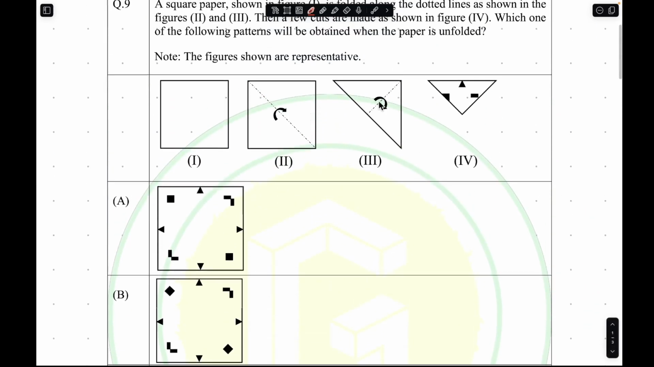So let's imagine it this way: this last symbol meant that this portion of the triangle was folded like this and was put into this portion, right? Let's take it like that.